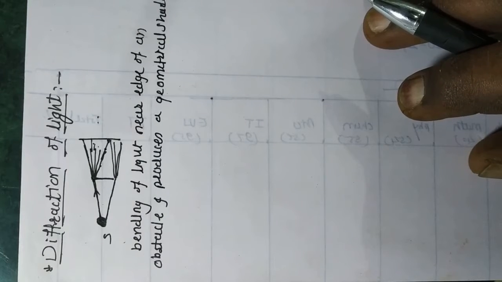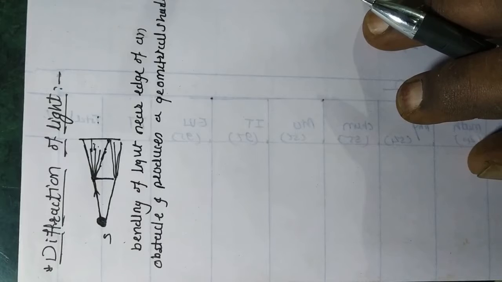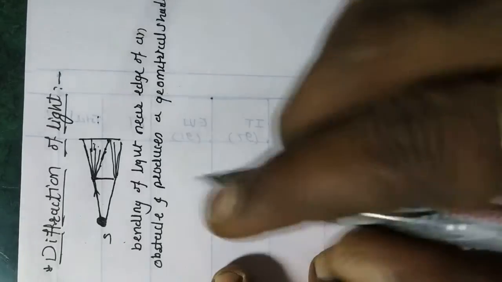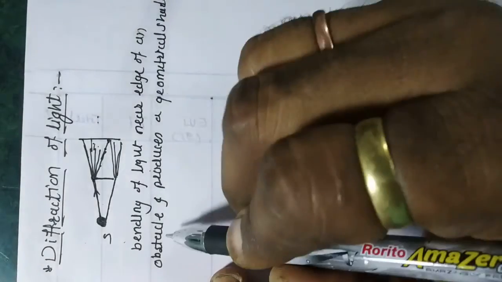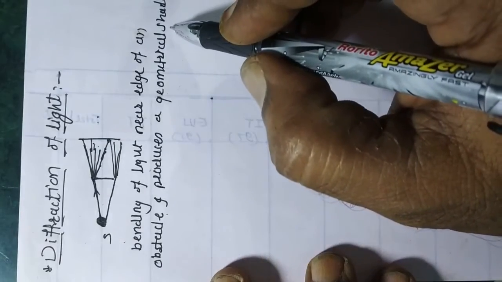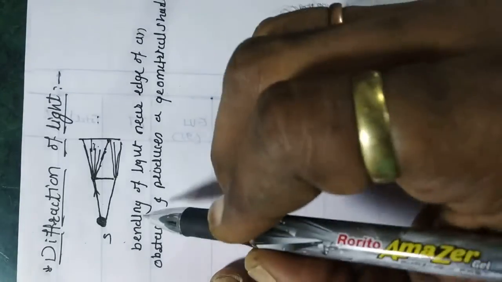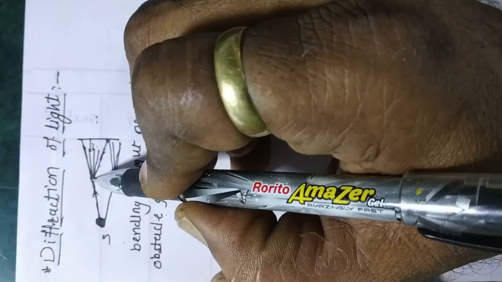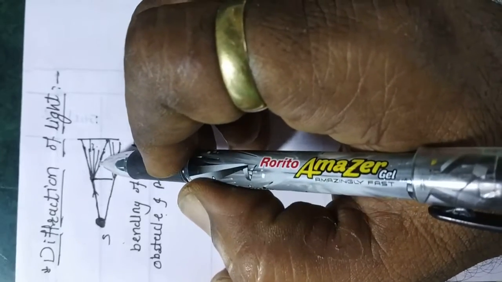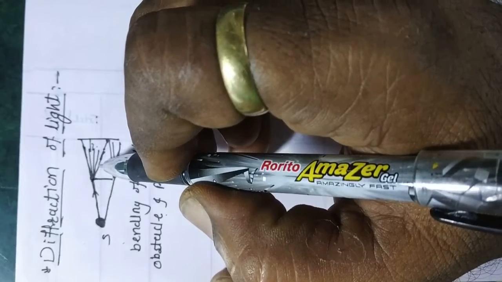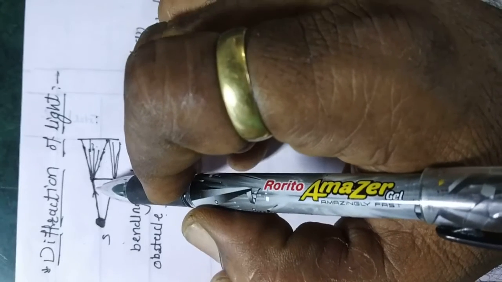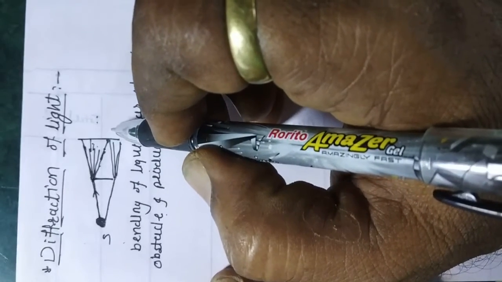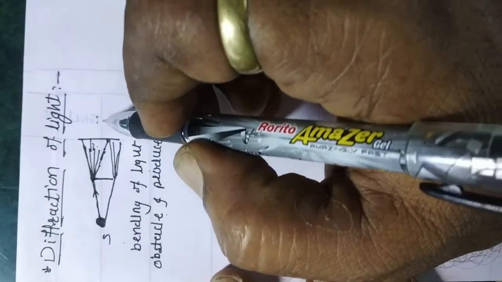What is diffraction of light? The phenomenon of bending of light near the edge of an obstacle and producing a geometrical shadow is called diffraction of light. Actually, light does not bend at the edge of the obstacle but produces secondary waves, producing a geometrical shadow due to emission of secondary wavelets on the edge of the obstacle.